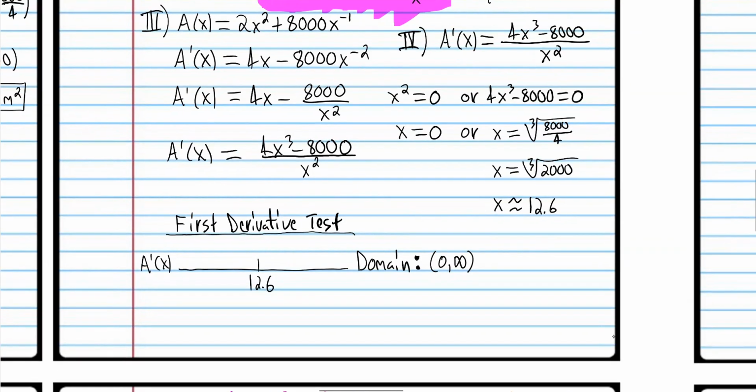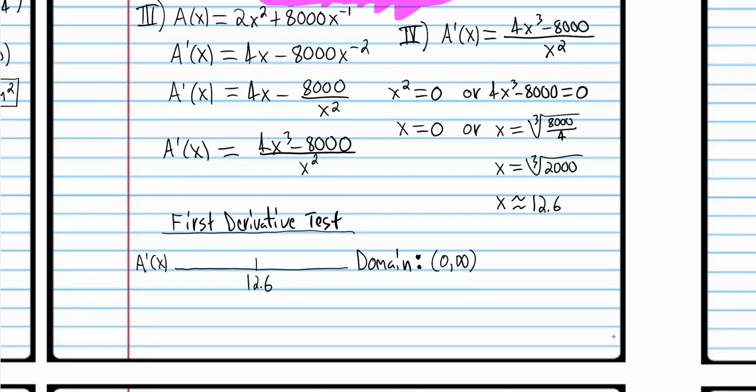So let's try some values. So what should we try over here? We can try really anything. We don't really care what the value of a prime is. We just want to know if it's positive or negative. So maybe we can plug in 1. That seems like a pretty easy number. If you plug in 1, you see we obviously have a negative number.